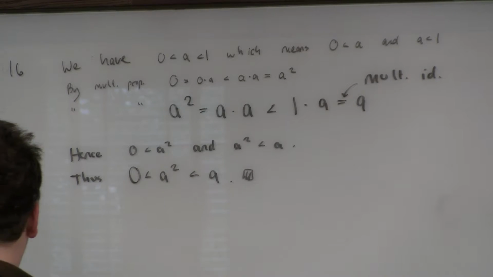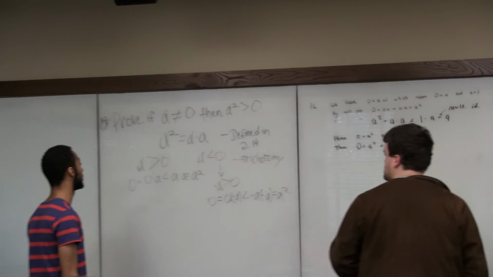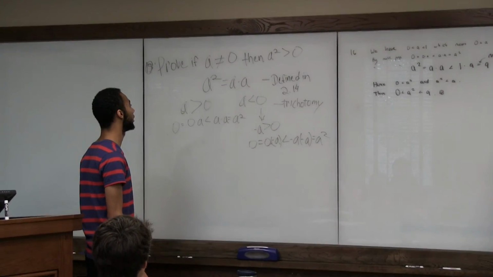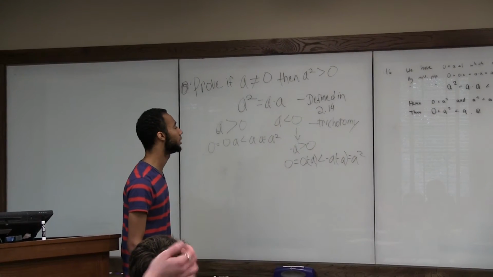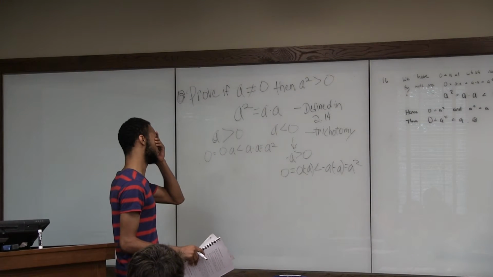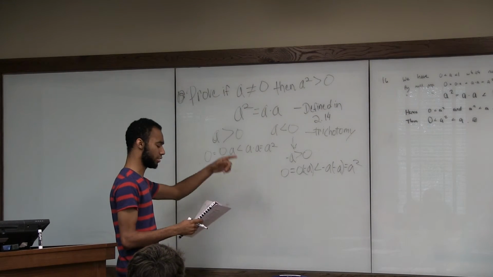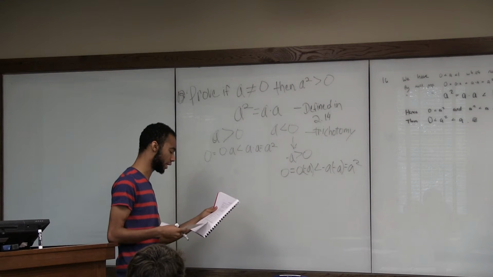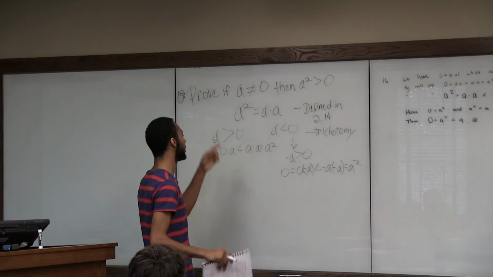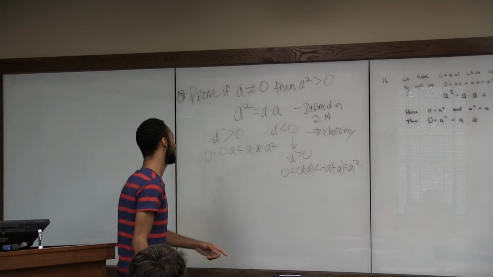Okay, you ready? Philip, let's start with yours. Let's say we're proving that if a is not equal to 0, then a squared is greater than 0. It's defined, I think it's actually just the definition you gave us, right beneath 2.14: a squared equals a times a. Does everybody understand what we're doing?